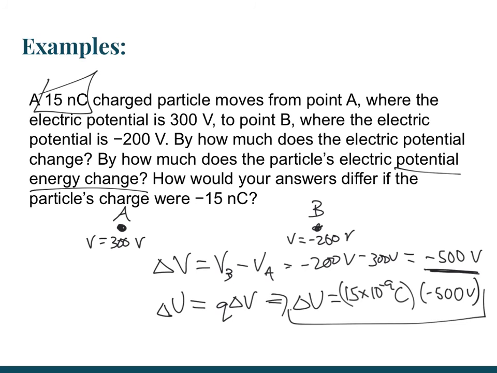Next question says, how would your answers differ if the particle's charge were negative 15 nanocoulombs? So let's first look at if the electric potential would change. Electric potential was this one. Change in V equals VB minus VA. And that was not dependent on charge at all. So the electric potential does not change because it's simply a property of the space, not dependent upon the charge. But the electric potential energy would change because instead of 15 nanocoulombs, we're now going to have a negative 15. So we'd have to insert a little negative in there. And our change in potential energy would be positive rather than negative.